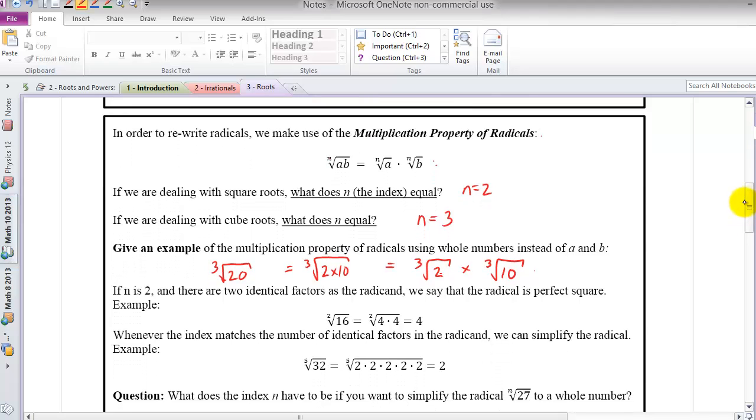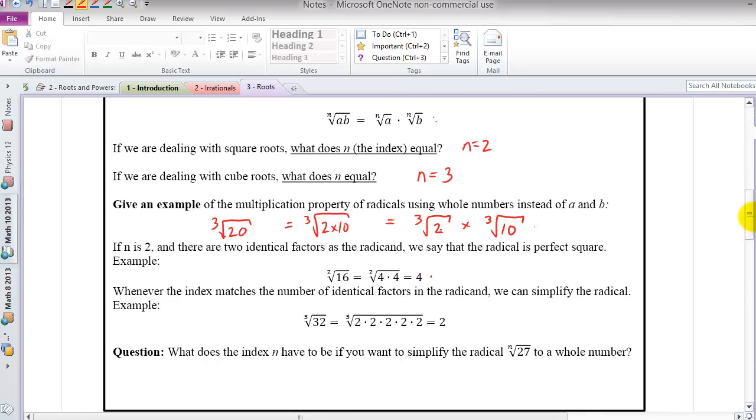If n is 2, then there are two identical factors in the radicand. We say the radical is a perfect square. For instance, that is a perfect square. So this is stuff that we've sort of looked at earlier with perfect cubes and perfect squares. And we can kind of see a pattern here that anytime the index number matches the number of identical factors inside the radicand, we can simplify the radical. So in this case, the 5th root of 32 is equal to 2. We can simplify that.